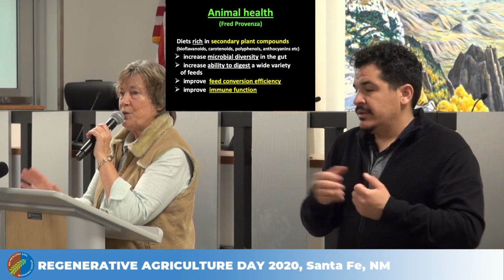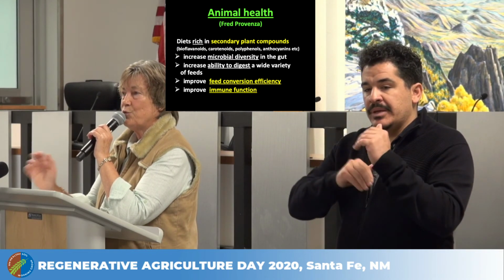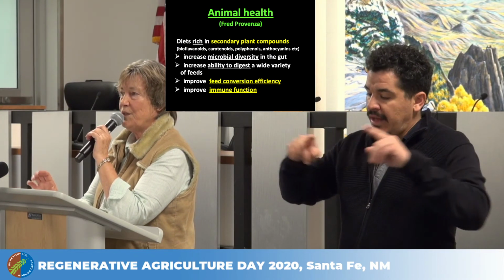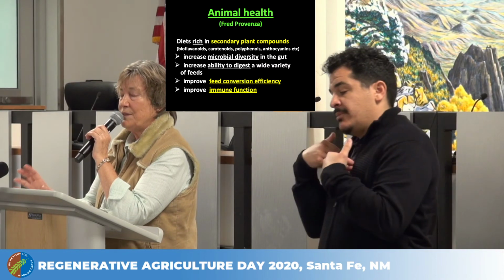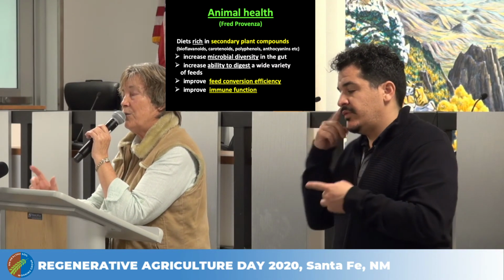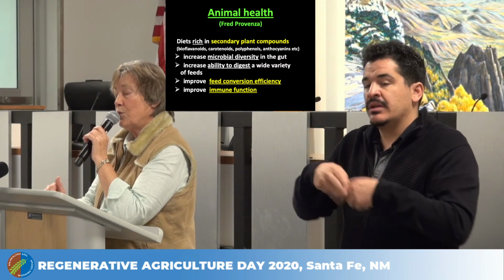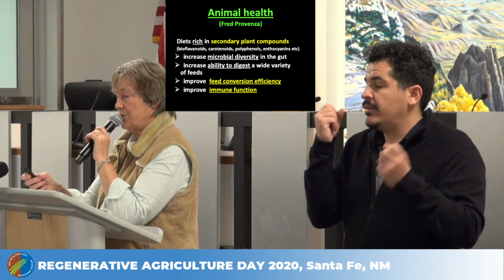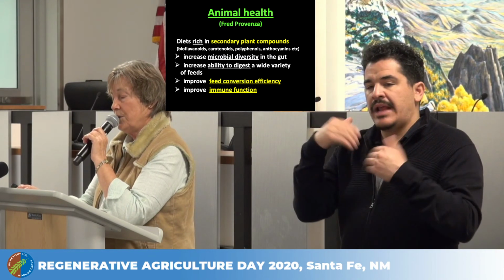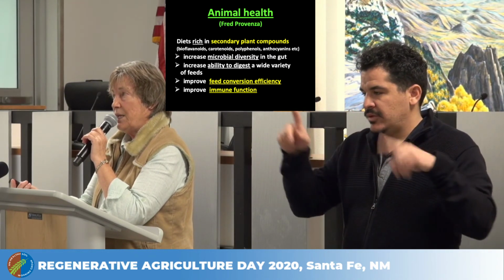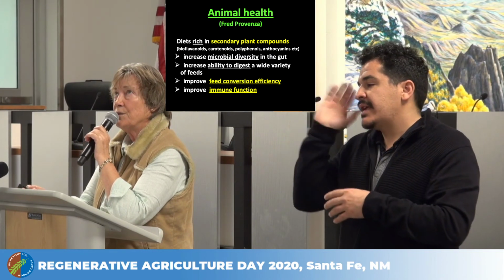So it's building soil by having a diversity of plants. It's really great for the animals that are consuming those diverse forages. And we're seeing, as I said, incredible weight gains, and that's because of that feed conversion efficiency function. So it's important for many reasons for animals to have a diverse intake of plants, and that is going to improve their immune function as well.